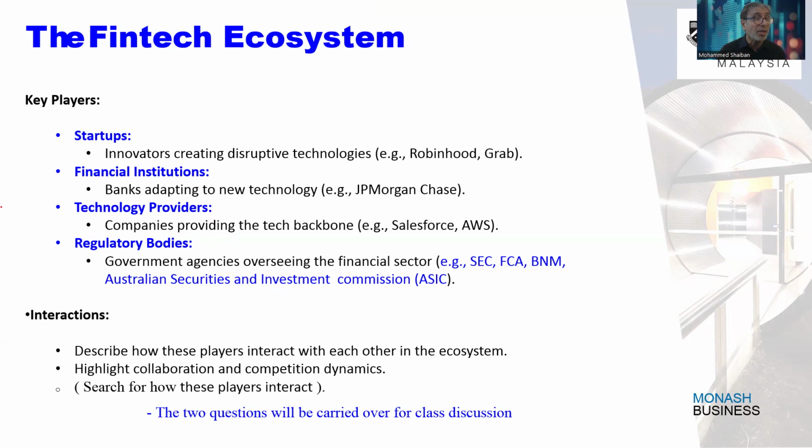Now, the startup needs technology, so you will have startups and technology providers, which is the backbone of this industry. And we have the most important guy, which is sometimes an obstacle. It will not allow us to do everything: the regulatory bodies. In Malaysia, we have BNM. In Australia, we have the Australian Securities and Investments Commission, called ASIC. Remember, in banking, if you have taken banking with me, we used APRA. Now, there is an interaction between those three, and I kept this for a tutorial question, which we will discuss in class. So this question will be carried over for class discussion.